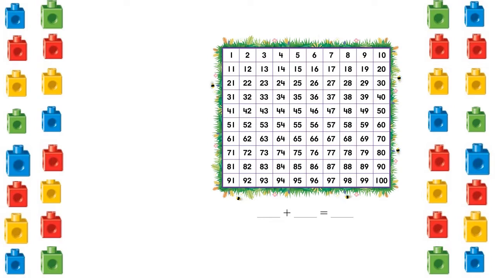Okay, so here's the 100 chart. It's in your book if you don't have one along with your papers. It's also on the resources page on PowerSchool.